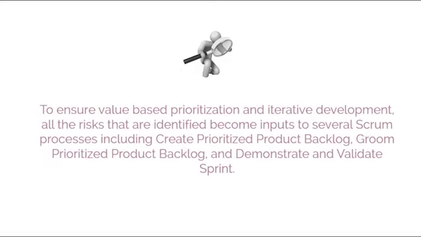To ensure value-based prioritization and iterative development, all the risks that are identified become inputs to several Scrum processes, including create prioritized product backlog, groom prioritized product backlog, and demonstrate and validate sprint. Risk identification tools and techniques. Now let's discuss how to identify risks.